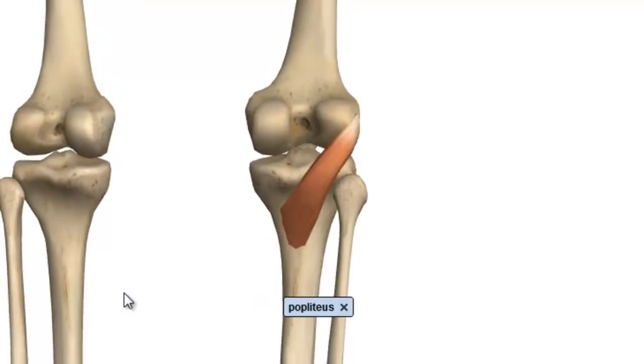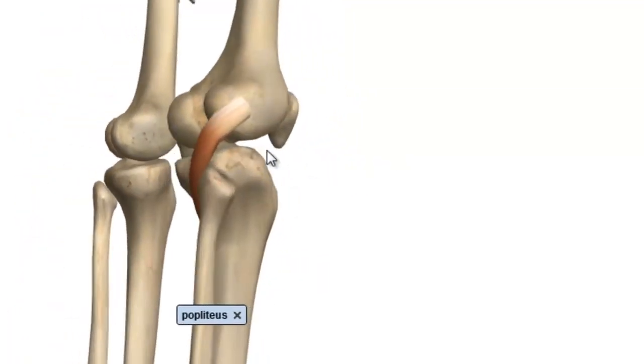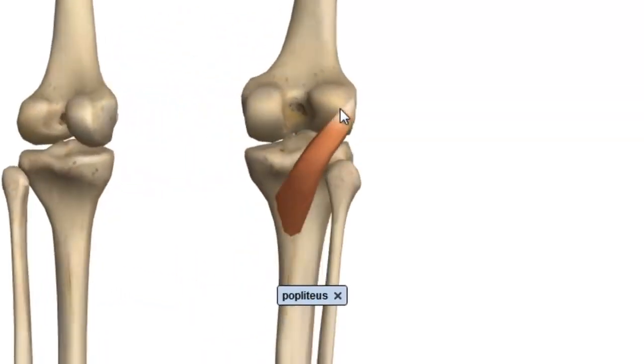So in the standing position, the knee is fully extended and it's locked like this. So the popliteus functions to laterally rotate the femur on the tibia and unlock the knee joint.